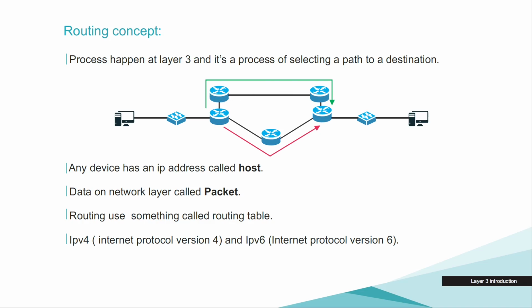Any device will have an IP address, and we will call it a host. Data on the network layer we call a packet. We spoke about layer 2 and said we have the MAC address table for layer 2, but for layer 3 we have something called the routing table. At layer 2 we have the MAC address, but for layer 3 we have the IP address. IP stands for Internet Protocol, and we have Internet Protocol version 4 and Internet Protocol version 6.